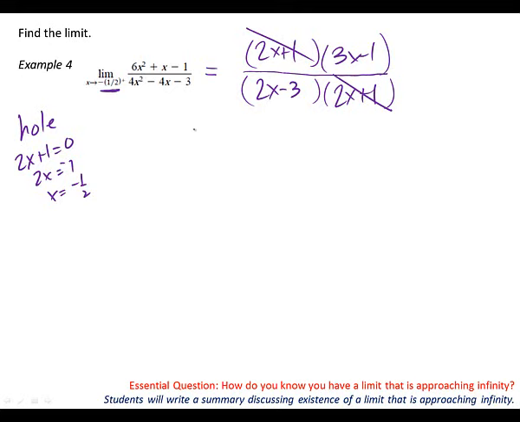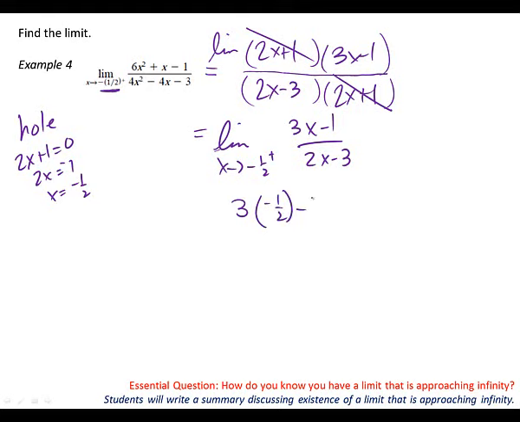But on this one, now that I've done that, technically my limits should still be out front there. So we still have the limit as x is approaching -1/2 from the right. Am I able to direct substitute on this one? Would my denominator go to 0 if I direct substitute? No, so I can direct substitute on this one and it's okay. It's because it's a hole, not an asymptote. Okay, if it was an asymptote, we have to do what we did in the last two examples. So we've got 3 times -1/2 minus 1 over 2 times -1/2 minus 3.